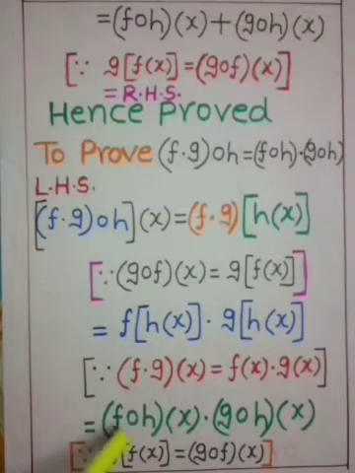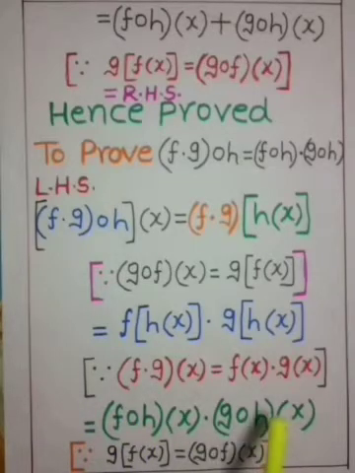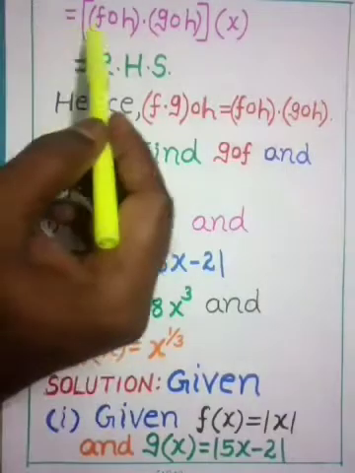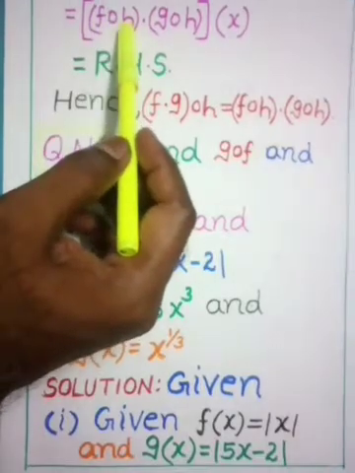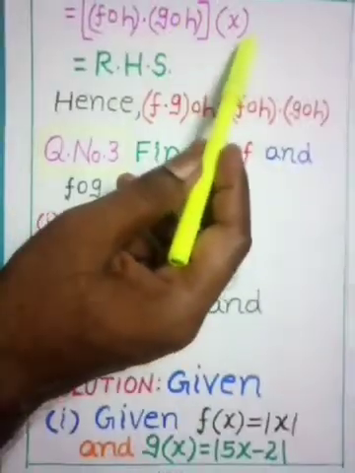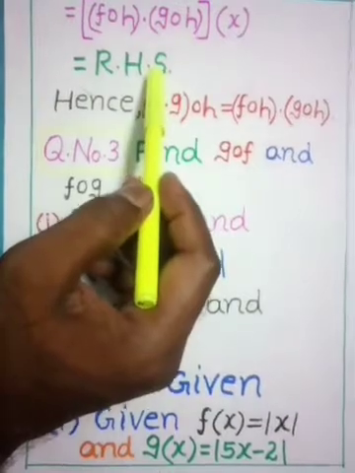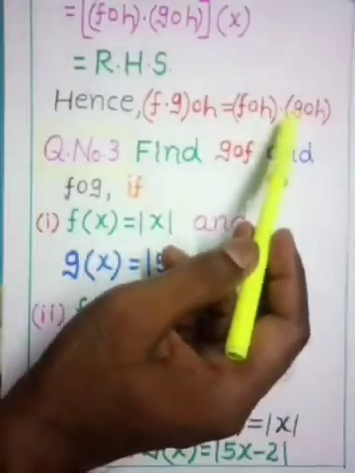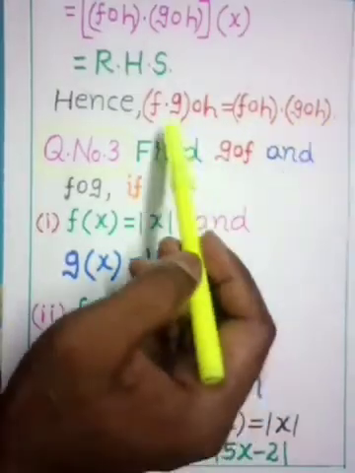That is equal to (f∘h)(x)·(g∘h)(x), because g(f(x)) is equal to (g∘f)(x). By using this definition, I wrote this step. Understood, my dear children? Right. That is equal to (f∘h)·(g∘h)(x). That is nothing but the RHS. We have proved here. Hence, (f·g)∘h is equal to (f∘h)·(g∘h). Okay, my dear children?